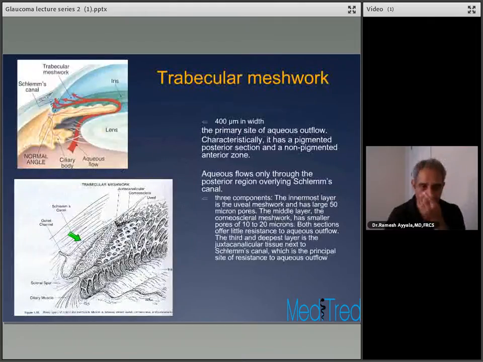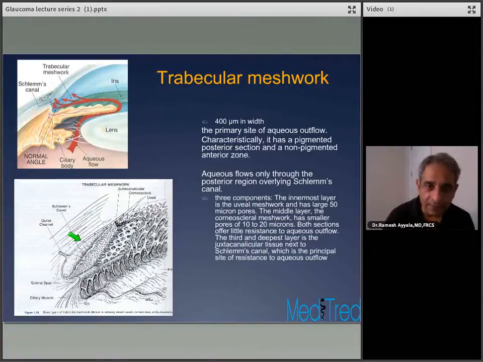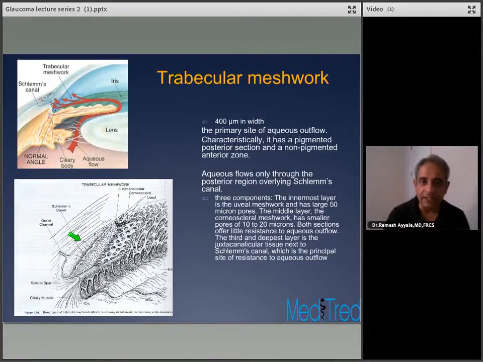Now let's talk about the trabecular meshwork itself. It's about 400 microns wide. It's the primary site of the aqueous outflow pathway. Characteristically, it has a pigmented posterior section and a non-pigmented anterior zone. Aqueous flows only through the posterior region overlying the Schlemm's canal.